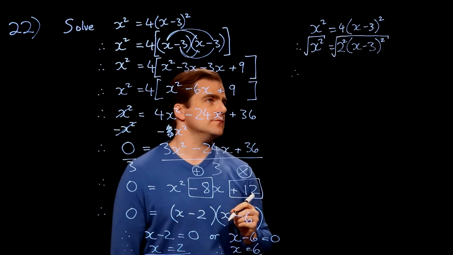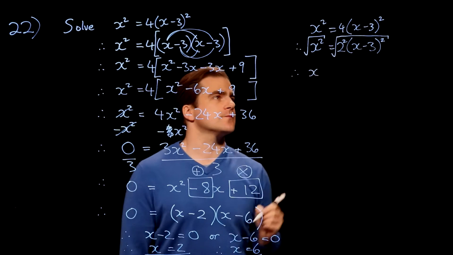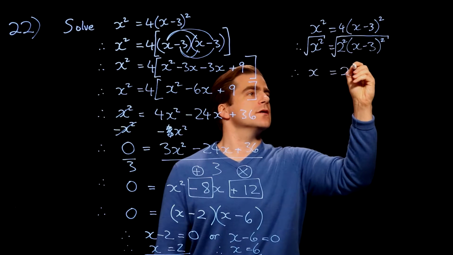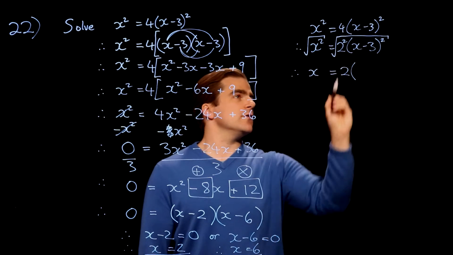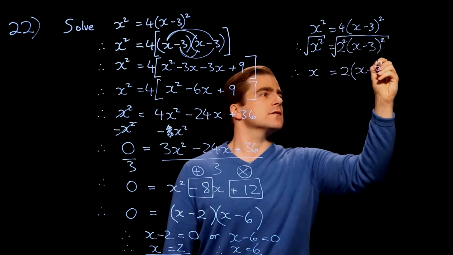Therefore, the square root of x squared is x. The square root of 2 squared is 2. And the square root of (x minus 3) all squared is just x minus 3.